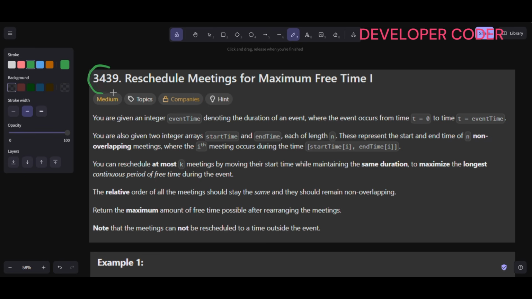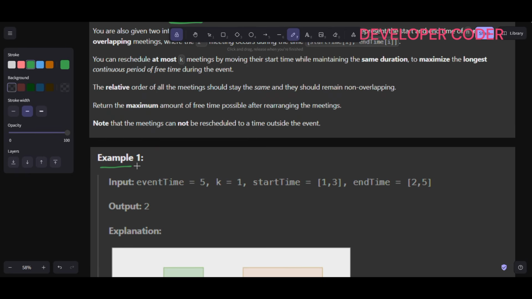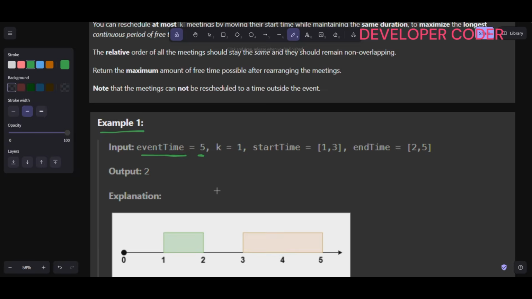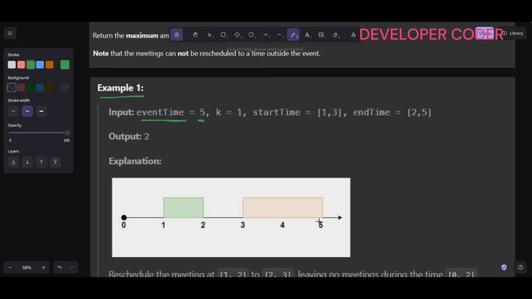Problem number 3439, reschedule meetings for maximum free time 1. Let's read the problem statement now. You are given an integer event time denoting the duration of an event where the event occurs from time t is equal to 0 to t is equal to event time. So here, see this example number 1, event time is 5, so that means 0 to 5.